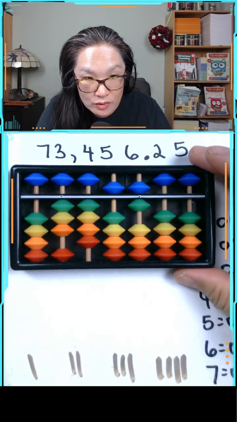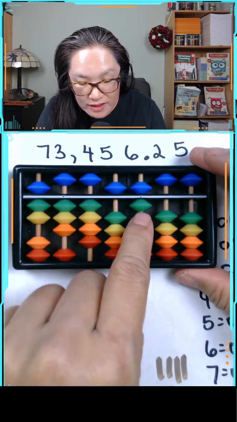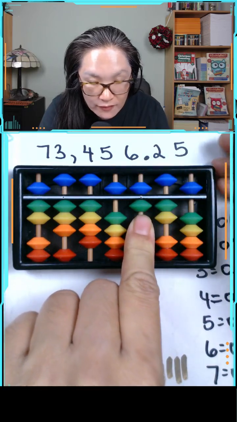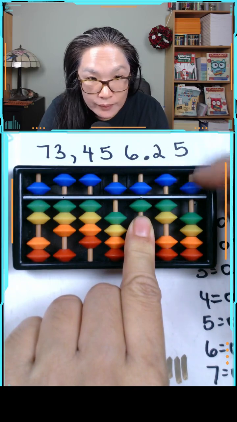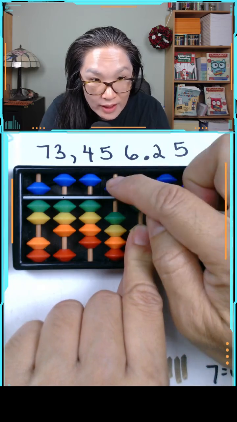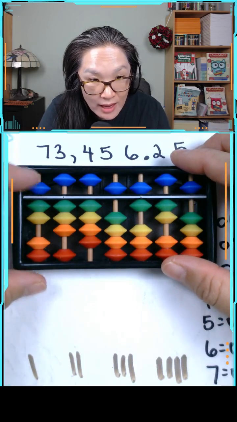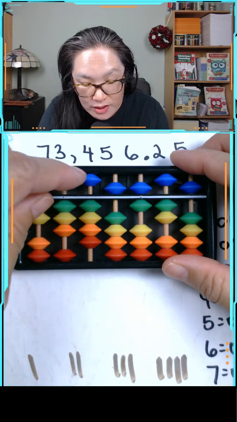We can do decimals. We have 73,456.25. The top bead will always be 5 no matter what. So if this is 5, then we add the 1. This is 6. We add the 5. This is 7. Add the 2. 5 plus 2 is 7. So always pay attention to the top bead, right?